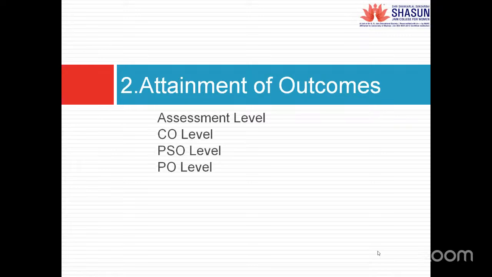Usually for the attainment of outcomes we will be following the bottom up approach. First we have to measure at the assessment level. Based on the outcome of the assessment level, I will be moving on to the overall CO level. Once all the COs are attained, then I can calculate the program specific department level attainment. Once all the department attainments are achieved, then I can go for the program, which is at the institutional level. So we'll be following the bottom up approach when it comes to the attainment of outcomes.